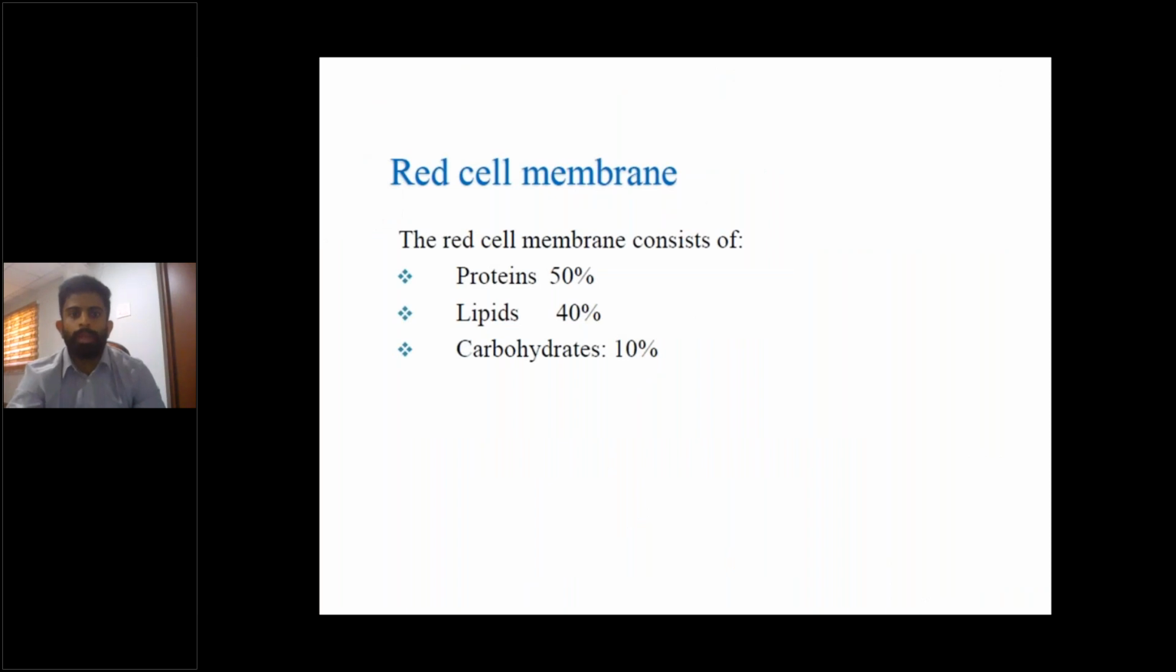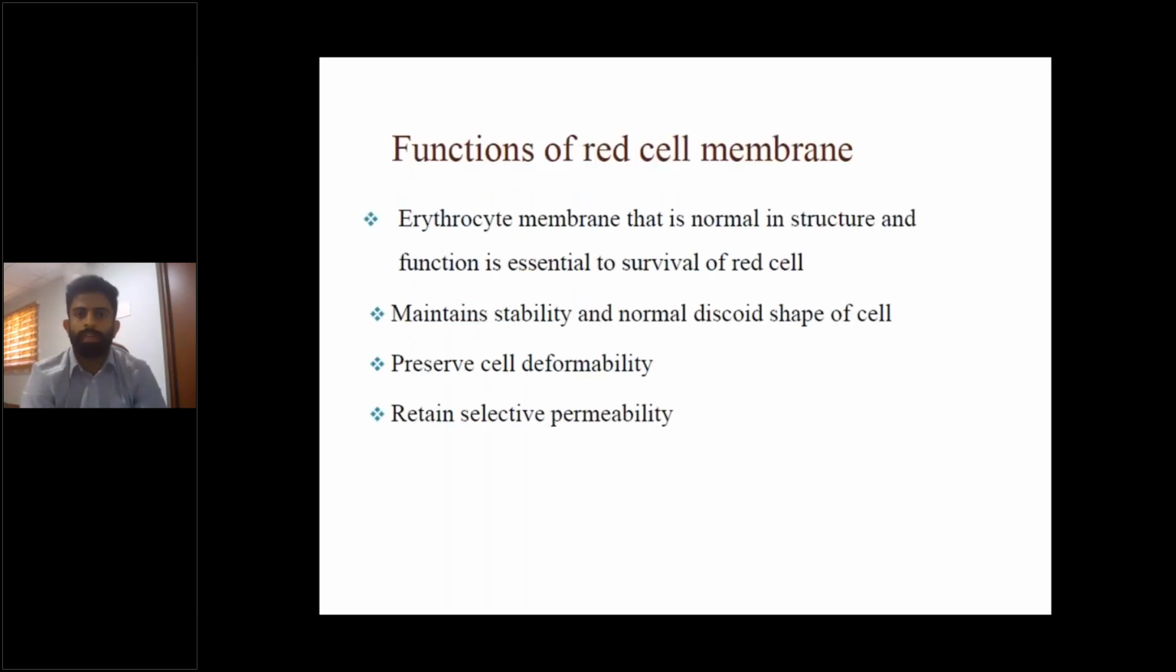Now the red cell membrane consists of 50% protein, 40% lipids, and 10% carbohydrates. The functions of the red cell membrane: the erythrocyte membrane, which is normal in structure and function, is essential to the survival of the red cell. It maintains stability and the normal discoid shape of the cell, preserves cell deformability, and retains selective permeability.